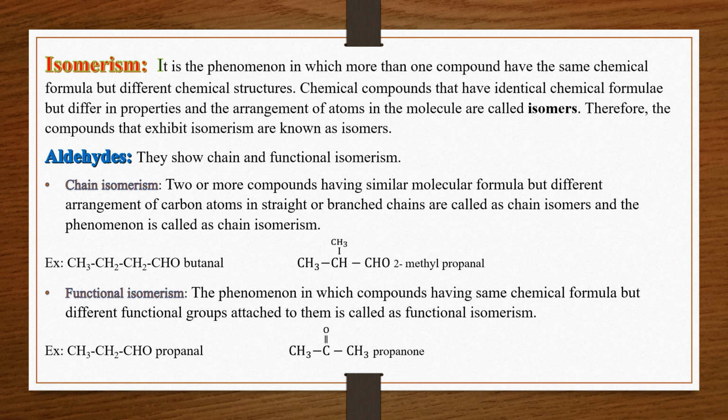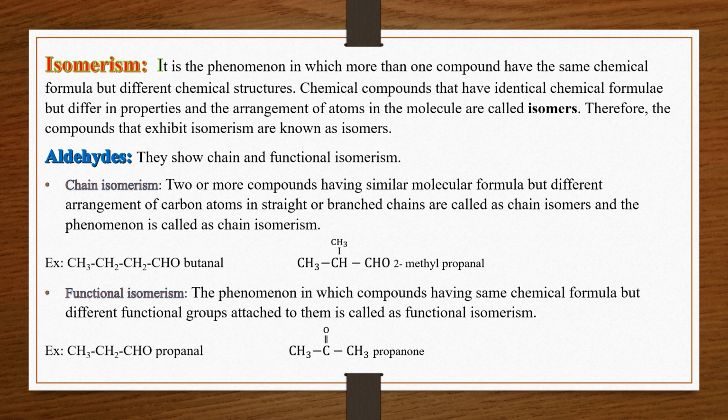What is the second type of isomerism, students? It is functional isomerism. How do you define functional isomerism? I have given you the definition over here. Just look at it once. It is the phenomenon in which compounds having same molecular formula but different functional groups attached to them is called functional isomerism. If you look at the example, it will be easy for you to understand.